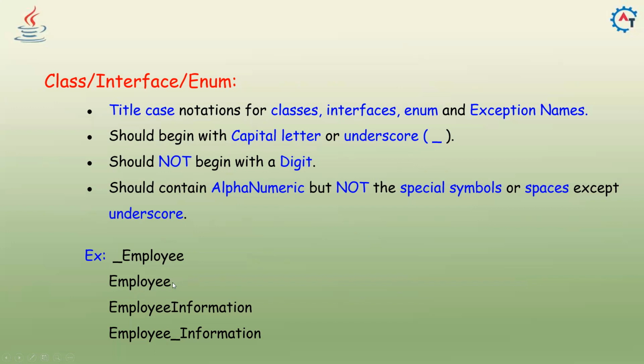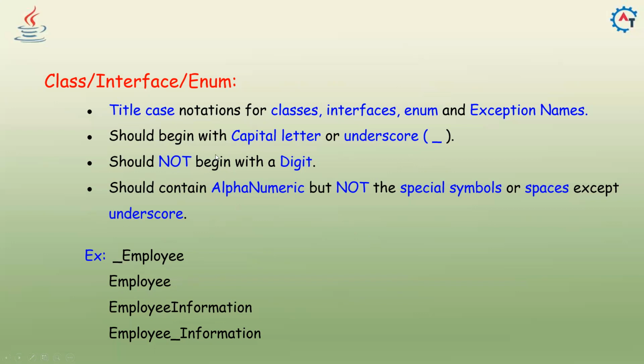You see, my class name is Employee. E is capital. So this is a single word. If you have multiple words in your class name, that is EmployeeInformation. Employee is a separate word, Information is a separate word. So in this scenario, E is capital and I is capital. If you have multiple words, each word should start with a capital letter. If you have another word, that should also start with a capital letter. And it should not begin with a digit.